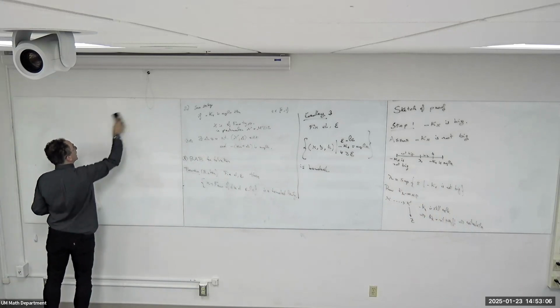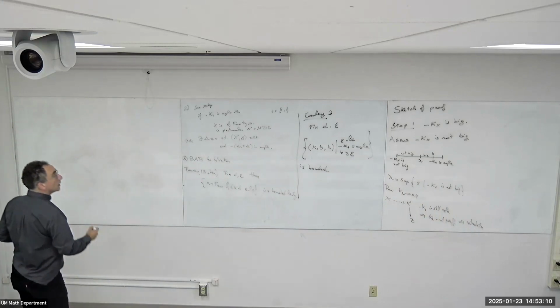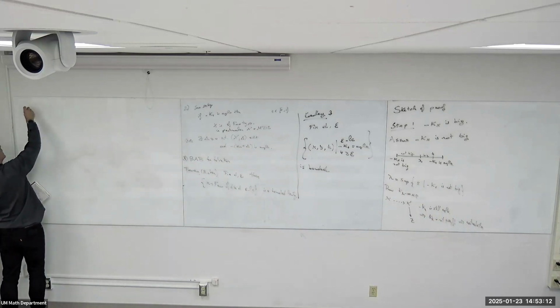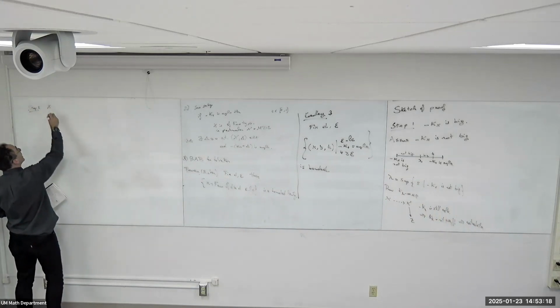Step 2 is quite classic. Is to show that X is exactly like it's of Fano type.